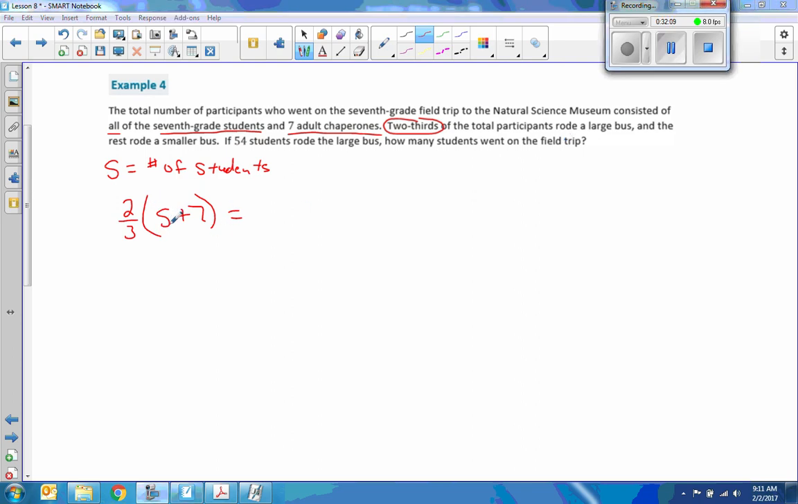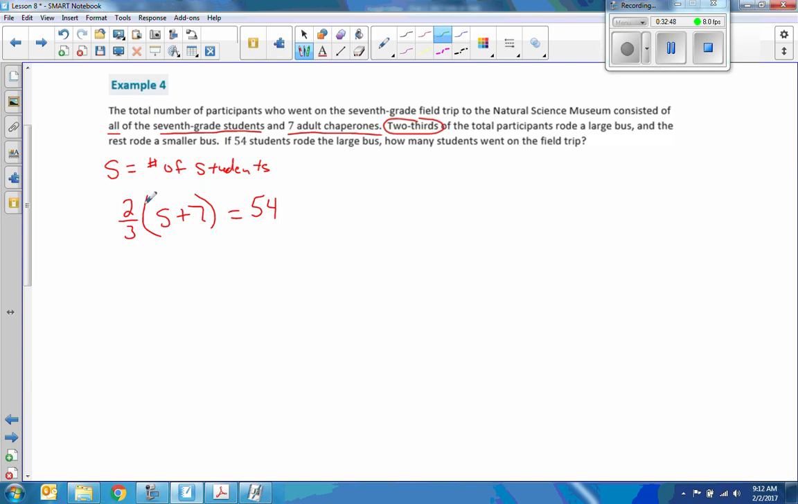Okay, so 2/3 of the students and the adults, everybody, rode the large bus and the rest rode the small bus. 2/3 of the participants rode the large bus. So 54 students rode the large bus. Okay, so 2/3 of the total participants rode the large bus, and there were 54 on the large bus. The reason I'm pausing here and thinking about this is they're not saying that any adults were on the small bus, but let's just go with this for now.